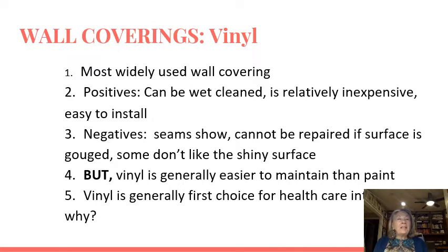So vinyl is certainly the most widely used wall covering. It's great for kitchens, bathrooms, and of course elevators, as you saw that I put it in an elevator in a home. The positives: it can certainly be wet cleaned, it's relatively inexpensive, and it's easy to install. Number 3, the negatives on vinyl. The seams show more on vinyl than I think on other wall covering materials. The seams did show in my flower power bedroom, certainly. Another negative is that vinyl wall coverings cannot be repaired if the surface is gouged.